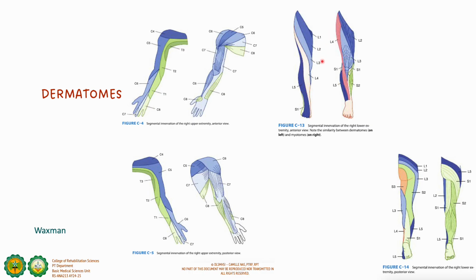And then sa lower extremity, L1, groin. L2, inguinal. L3, medial femoral condyle. L4, dorsum of the leg. L5, dorsum of the foot. S1 is the lateral foot.